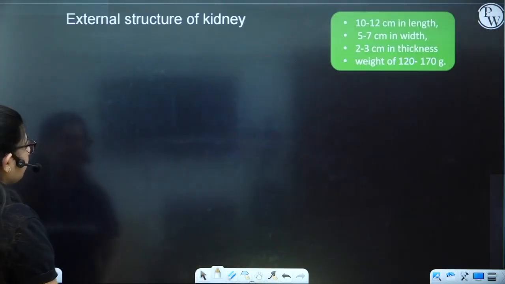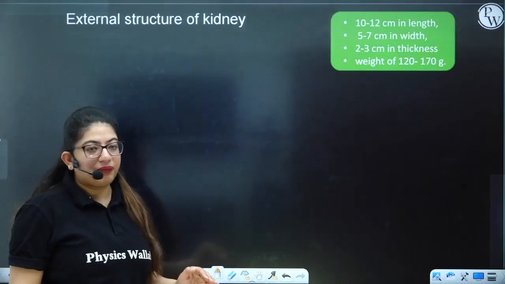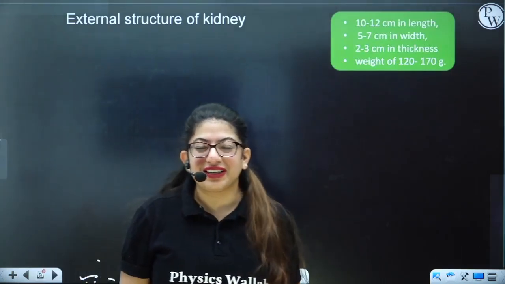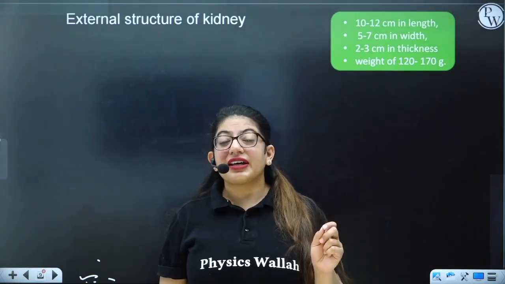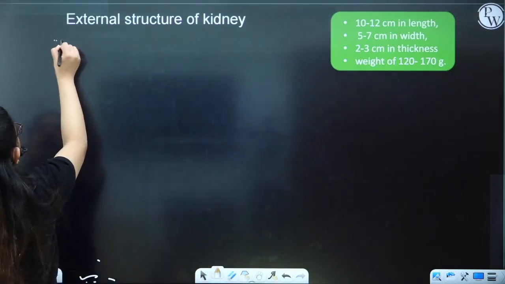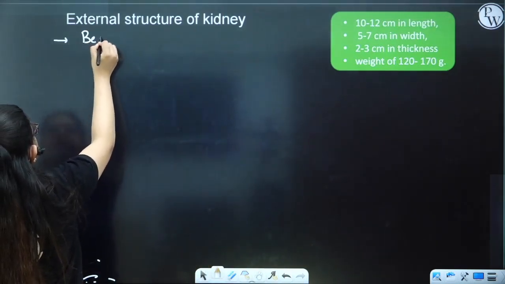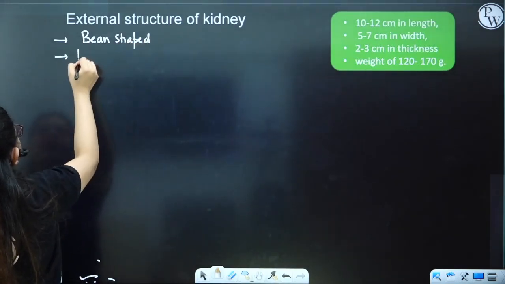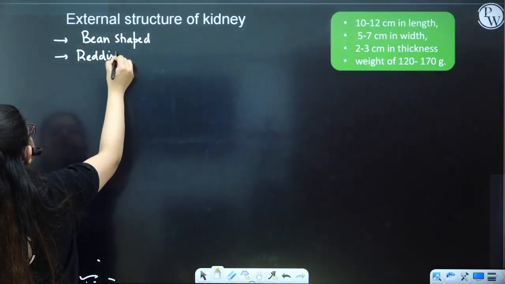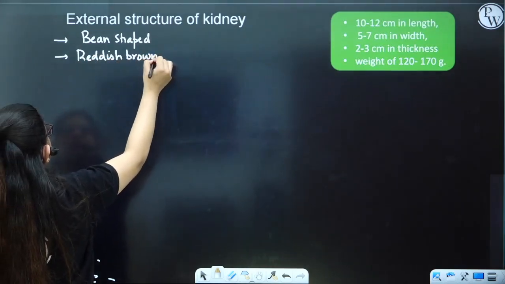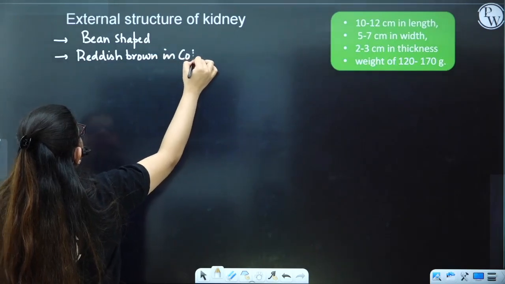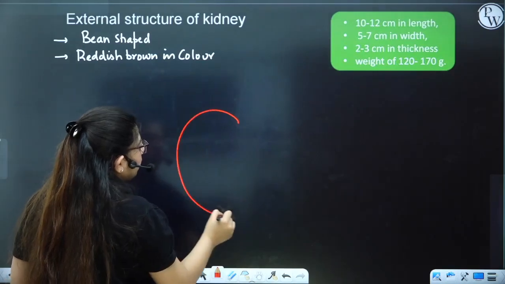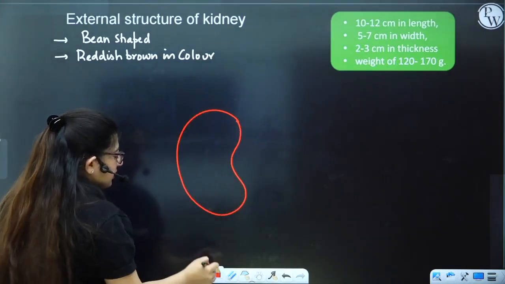Now let's start with the external structure of the kidney. If you have seen this diagram carefully, what was the color of the kidney? It was red in color. So if I talk about the color and shape, the shape is bean shape, like the rajma you eat, and it is reddish brown in color. So let's make it in red color then. If this is your kidney, what is its exact location?